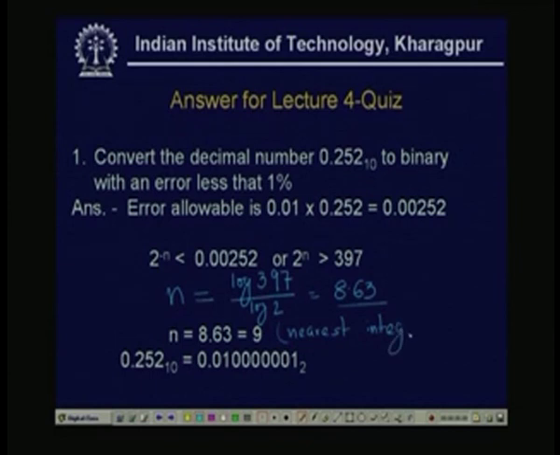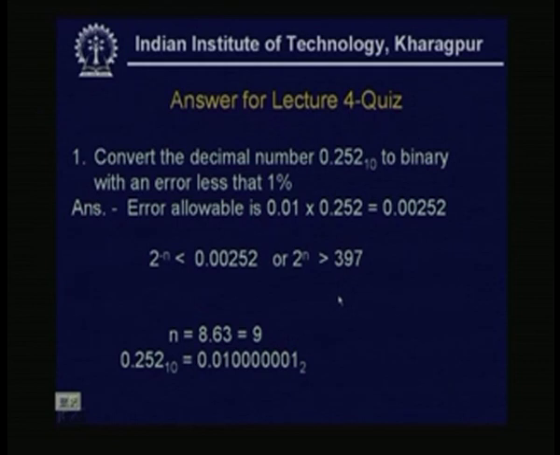So when we convert 0.252 to binary, if we take the number of bits after the decimal point as n equal to 9, then the error will be less than 1%. So 0.252 in decimal is equal to 0.010000001 in binary, that means 9 bits after the decimal point.